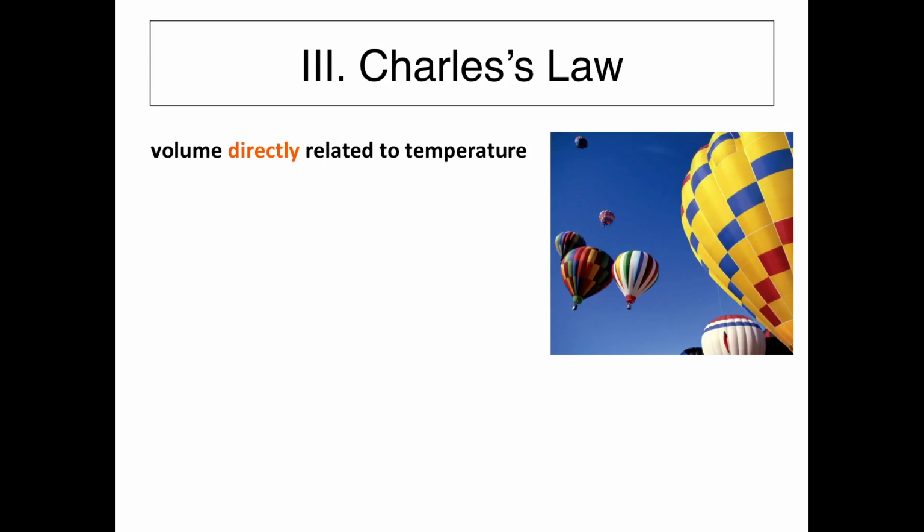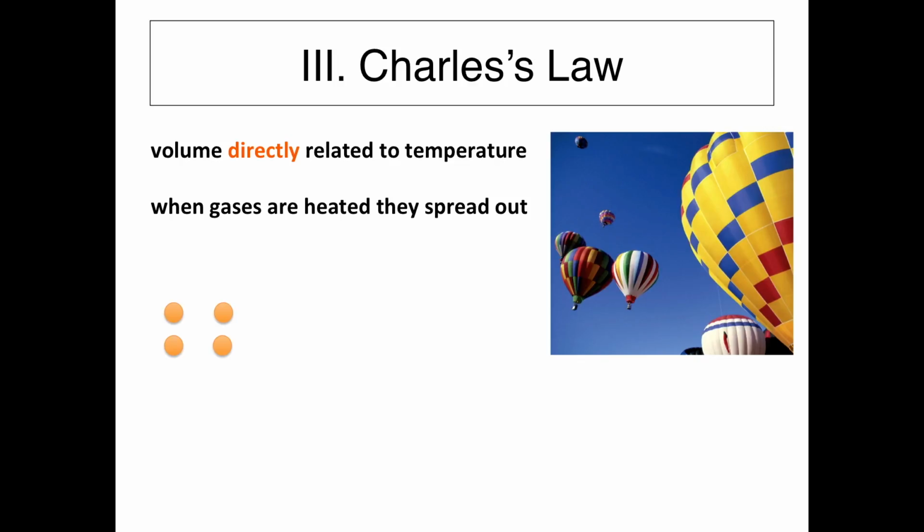Now let's talk about Charles' law. Charles' law is an example of a gas law that has a direct relationship between two properties. And in particular, volume is directly related to temperature. So it turns out when gases are heated, they spread out. This is going to help us explain how a hot air balloon actually works.